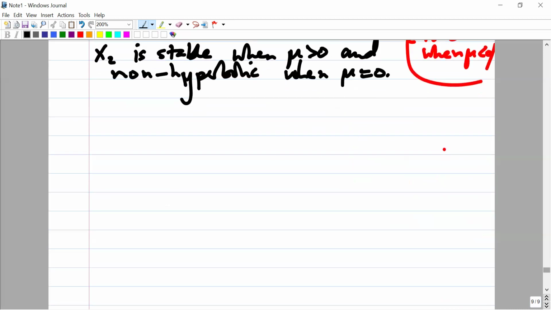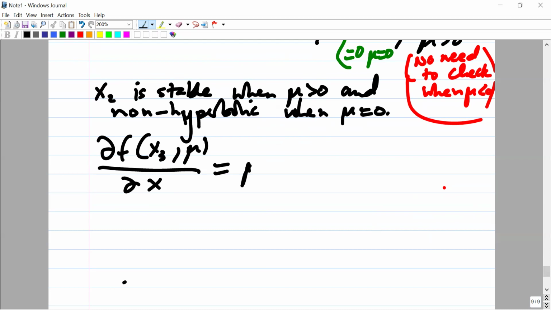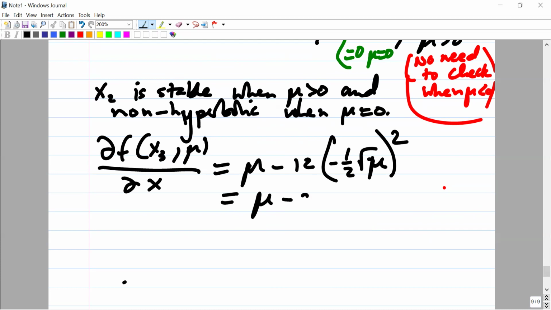Yes, then we can't talk about mu less than 0. So it's either stable or non-hyperbolic. Let's also check the stability of x3. It's mu minus 12 times minus half root mu squared, which is just mu minus 3 mu, which was minus 2 mu, which is also less than 0.